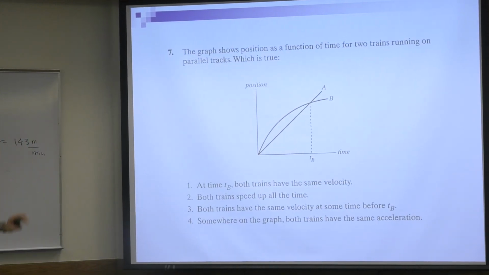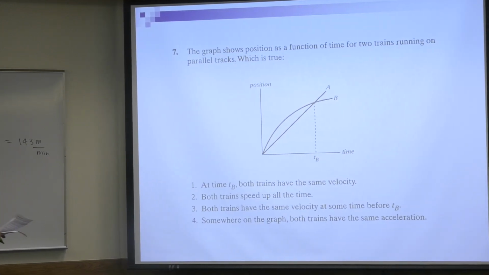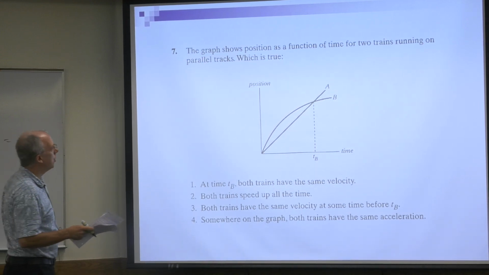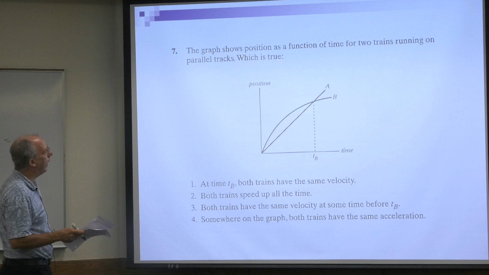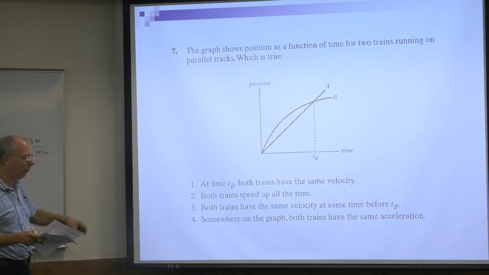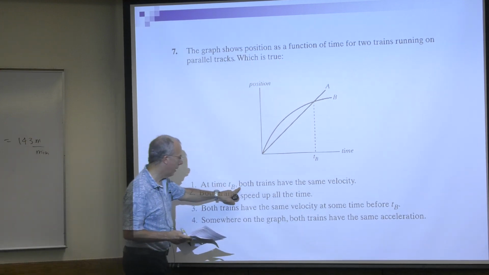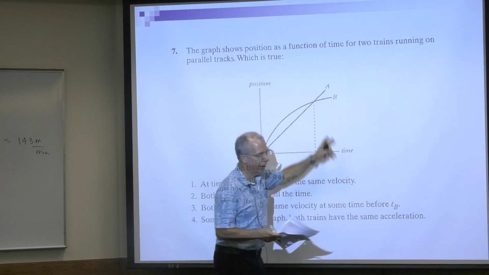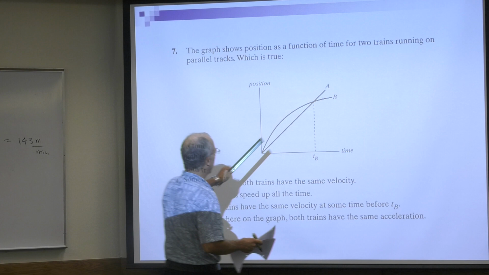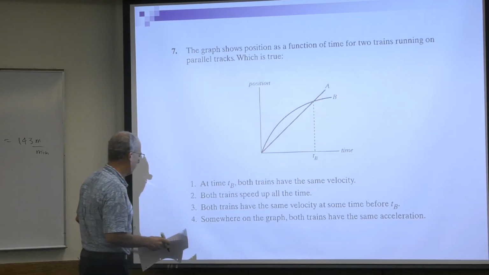Okay, here's another one. So pause your video and figure it out. All right, we're back. So the graph shows a position versus time graph. Two trains, parallel tracks. What is true? Let's just go through them. At time tb, both trains have the same velocity. That's garbage. Remember, velocity is the slope. The slope of A is here, the slope of B is there. So that one is totally wrong.